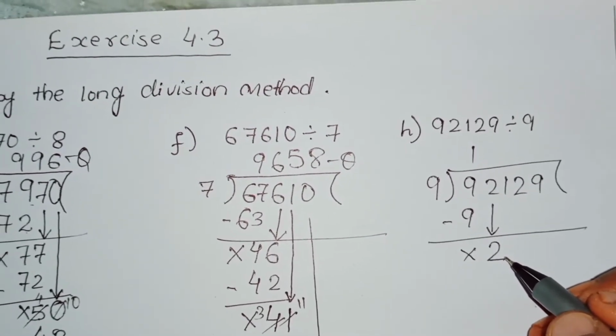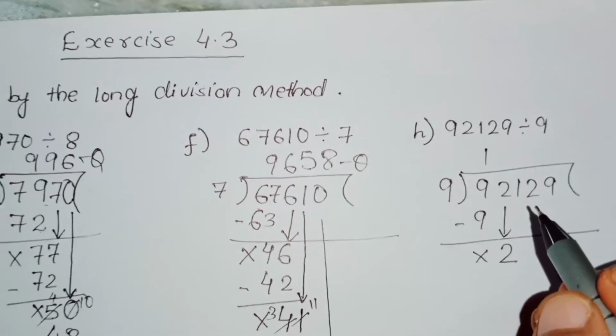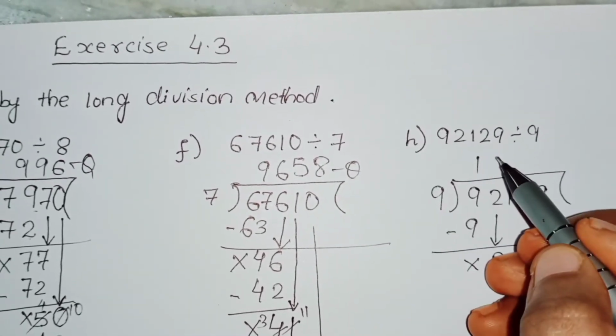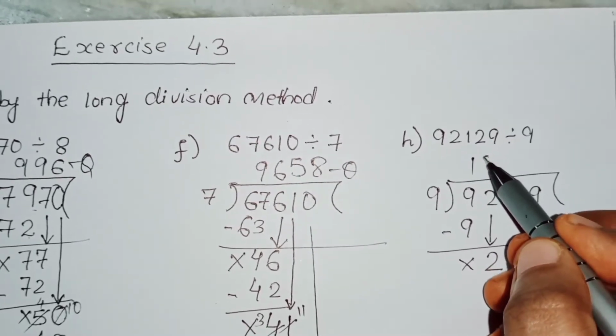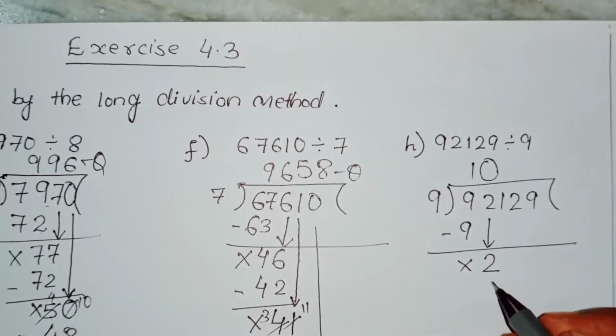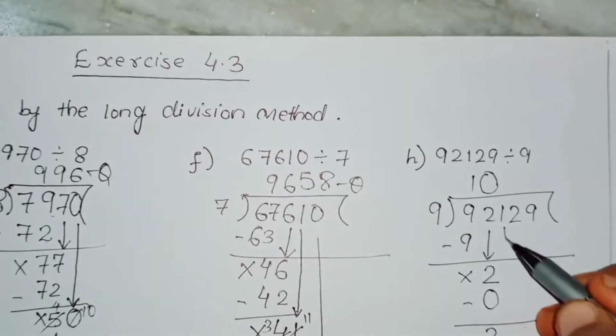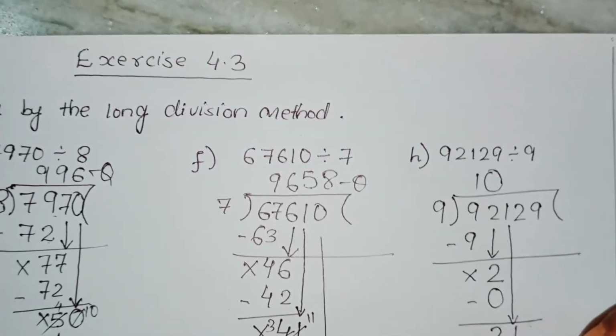9 zeros are 0. 2 is less than this 9. That is why we will write 9 zeros are 0. And 2 minus 0 is what? 2. Bring this 1 down.